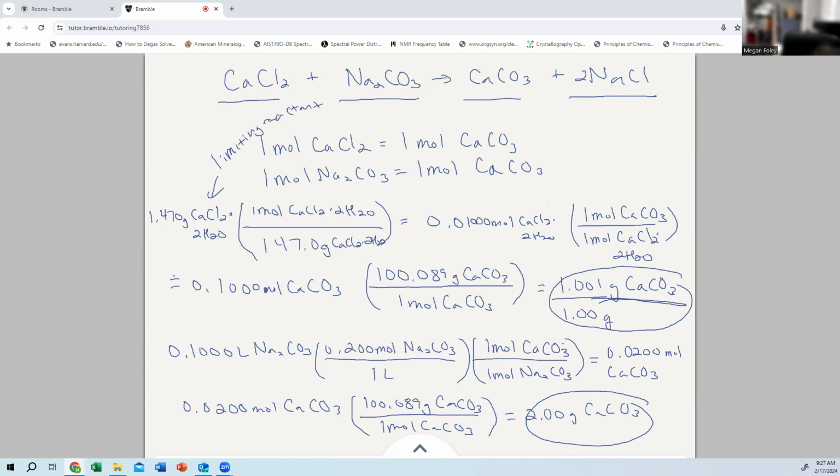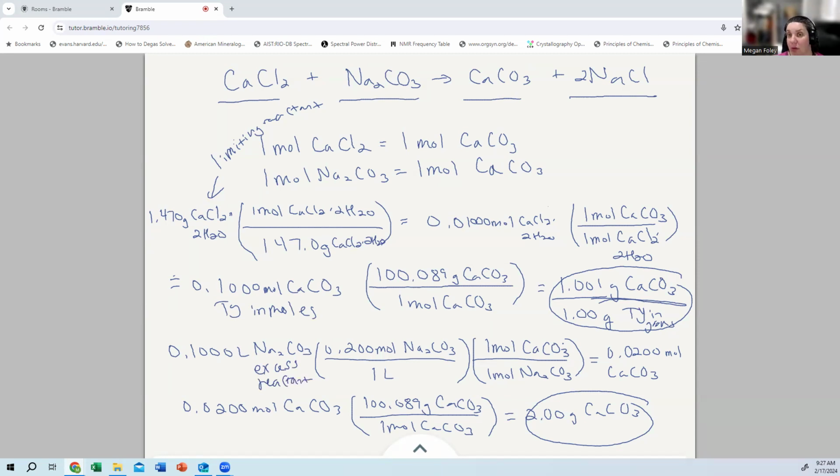So this limits the amount of product that can be produced. Once we run out, we can't make any more. So this would be our theoretical yield in grams. And then this would be our theoretical yield in moles. So our sodium carbonate is in excess. So this would be our excess reactant.